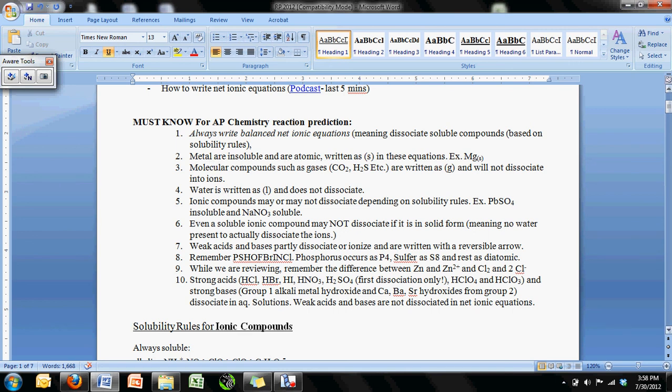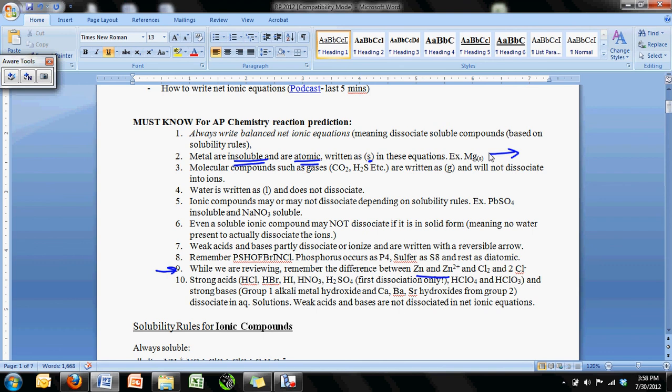Next thing, pure metals, Ag, Cu, any of those that you see as alkali metals, alkaline earth, or transition metals, they are insoluble and are atomic. And you write it with a (s) for solid, meaning it does not dissolve. Like if a reaction says magnesium reacts with hydrogen, you'll write magnesium as Mg with a solid sign. At this point, I would like to jump over to point number 9.